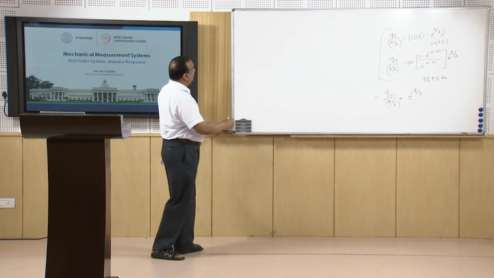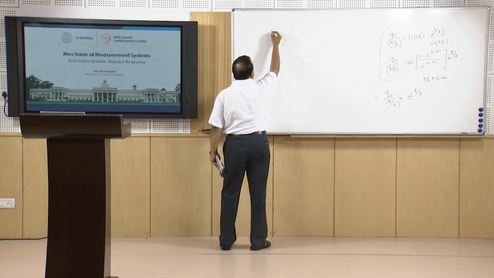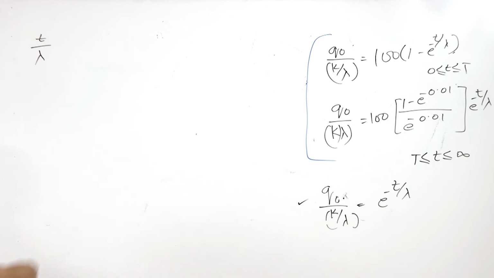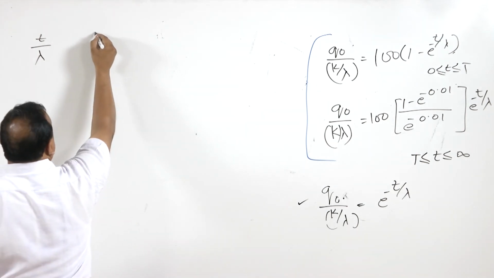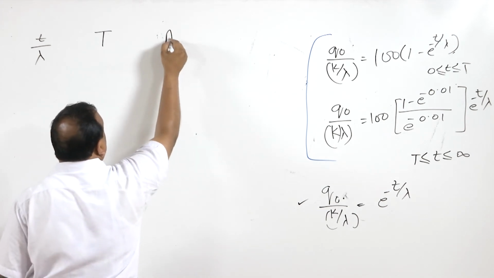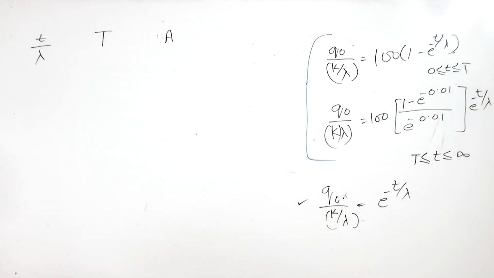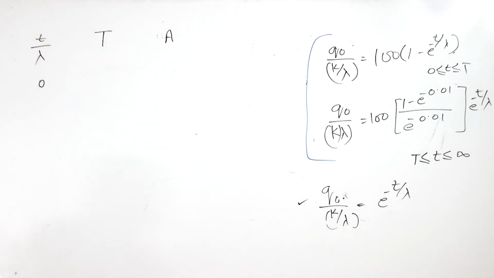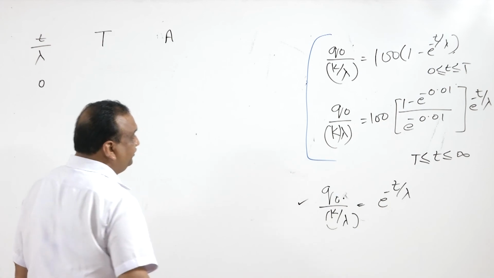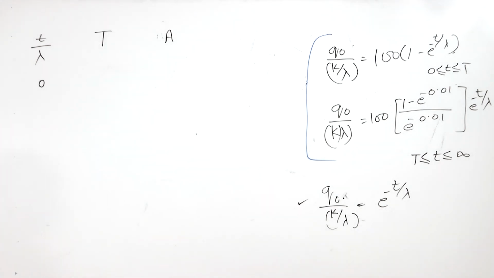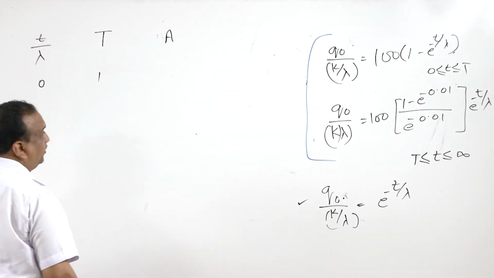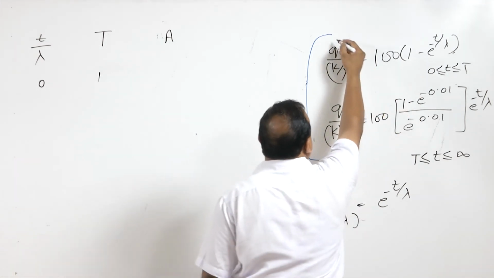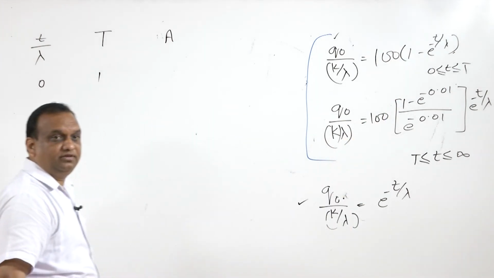Now we will take different values of t by lambda and we will calculate the true impulse and the approximated impulse. Let us start with 0. So if we take t by lambda is equal to 0, then the true impulse is going to be 1, and the approximated impulse will come from here and it is going to be 0.